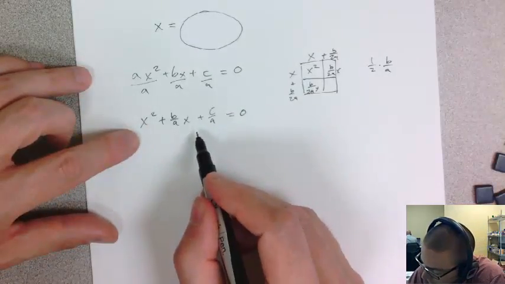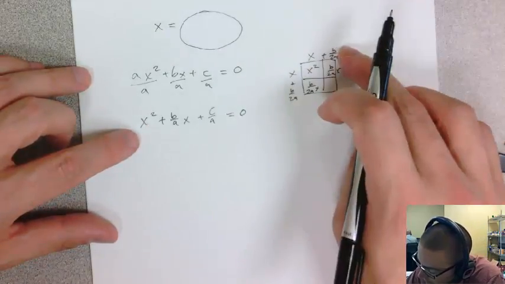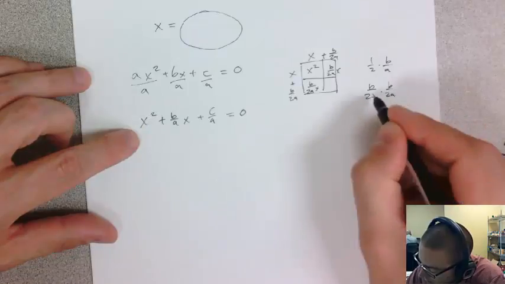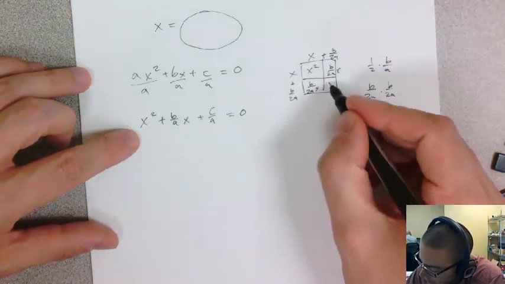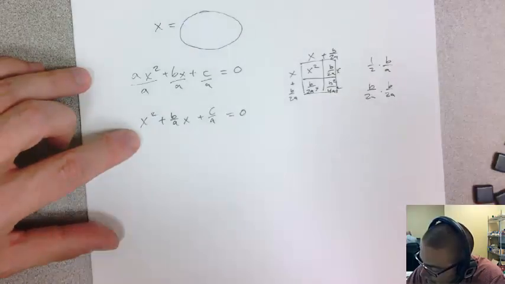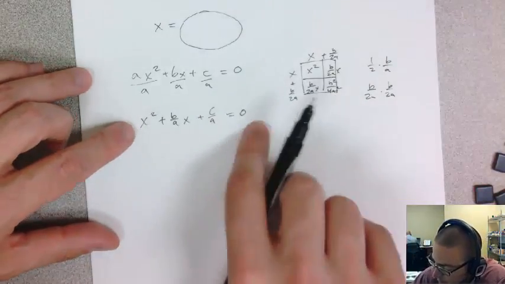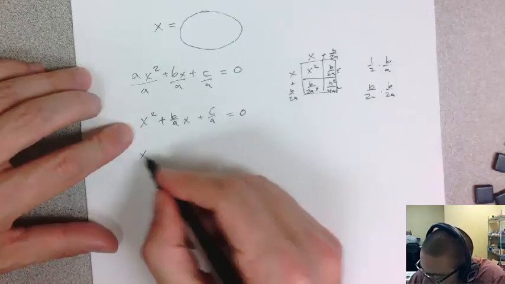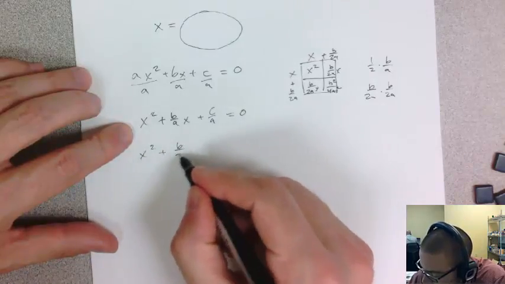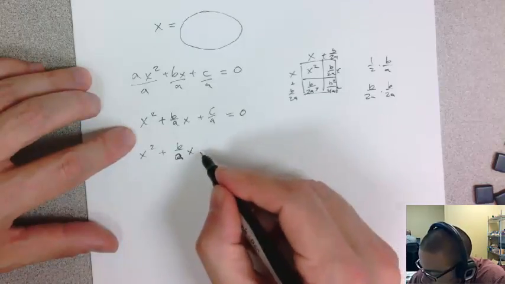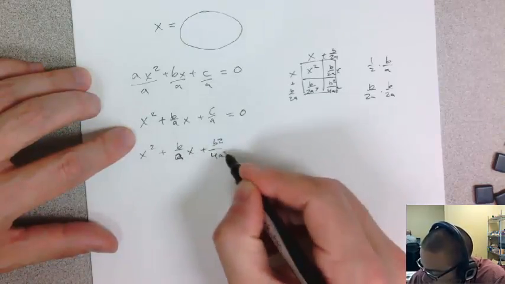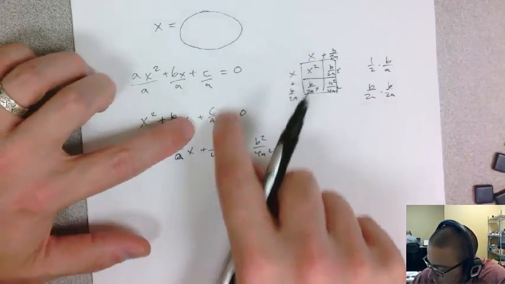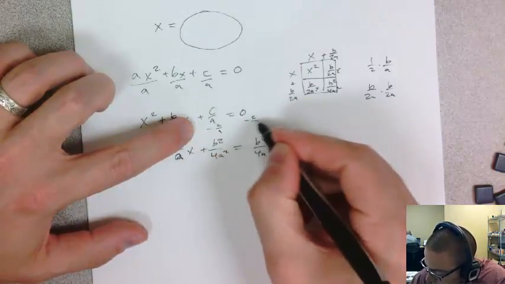So what is this final term over here? B over 2a times b over 2a is b squared over 4a squared. So that's what I need here. I'm going to move this to the other side, and add b squared over 4a squared to both sides. So this is x squared plus b over a x, then I add the b squared over 4a squared to both sides, and I'm going to subtract c over a from both sides.